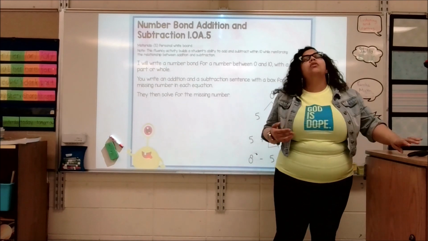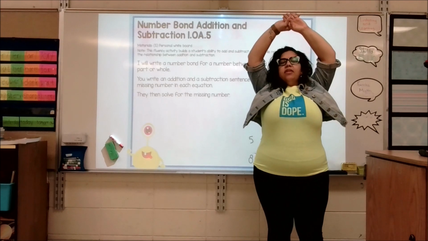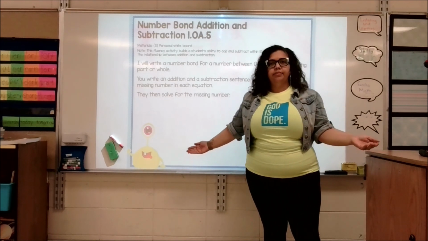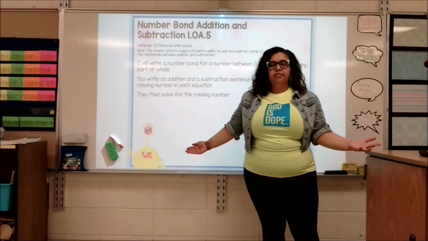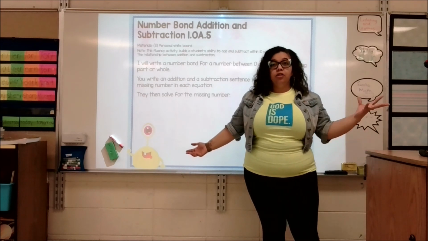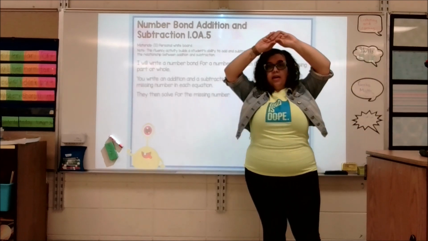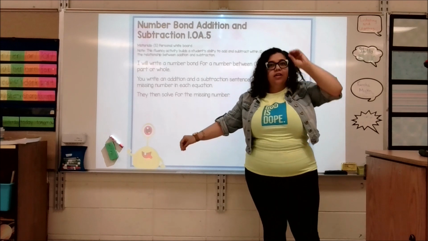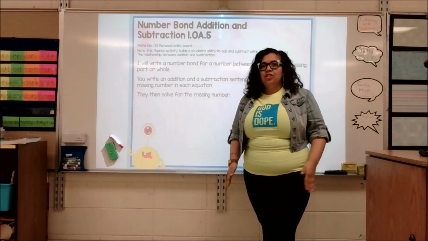Okay? So what if I told you 7 is the whole, 4 is your part? 3. Good. So 3 plus 4 is equal to 7. 7 minus 4 is equal to 3. Okay? Let's do a couple more.